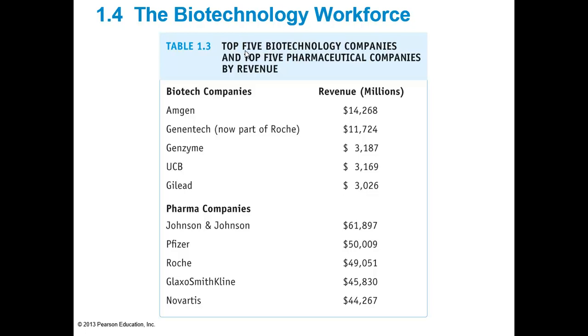Okay, so you look at the different revenues here, some of the biggest companies. The biggest biotech company is Amgen, and its revenue in 2012, 2013 was about $14 billion. And then Genentech, which is now a part of Roche Pharmaceuticals. And here are some of the others. And then the pharmaceutical companies like Johnson & Johnson, Pfizer, Roche have much, much larger revenues because they're producing a much wider array of products.